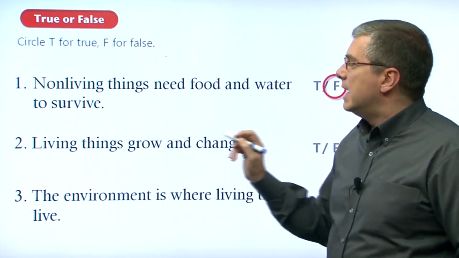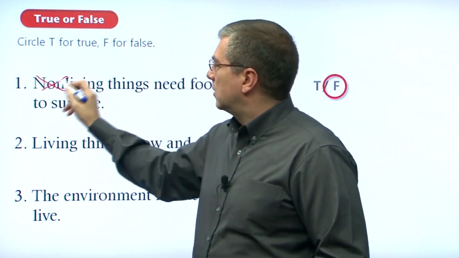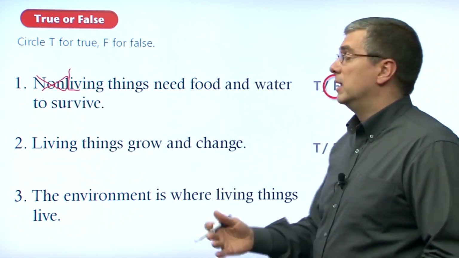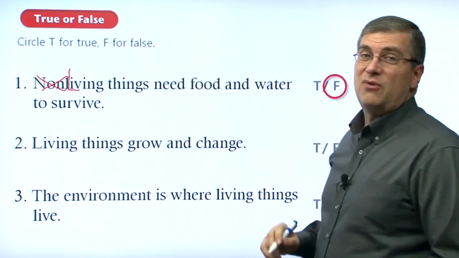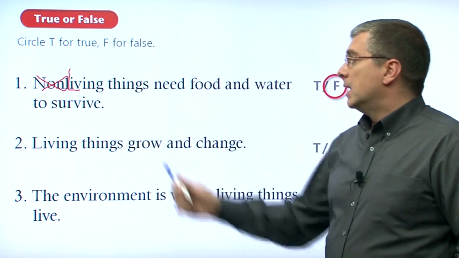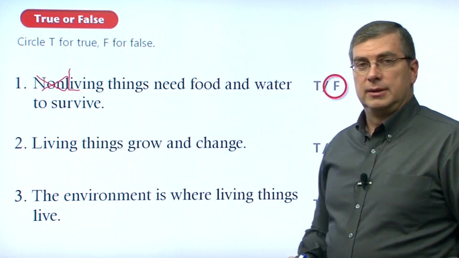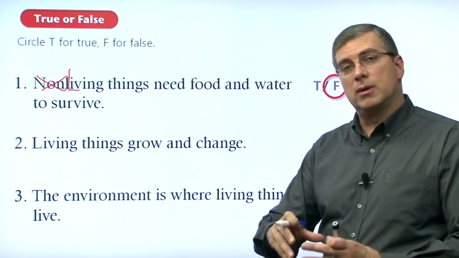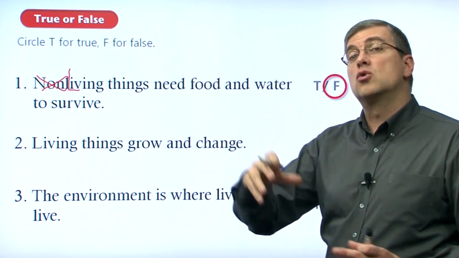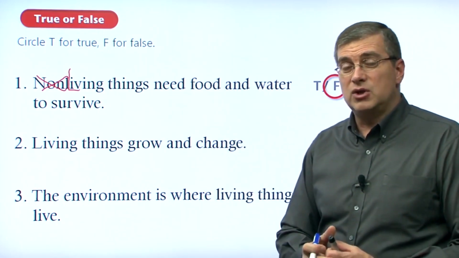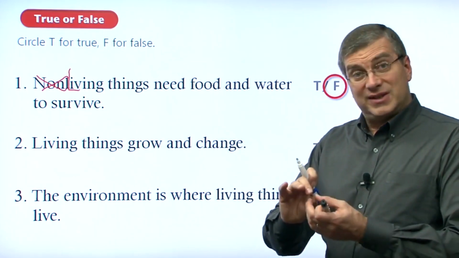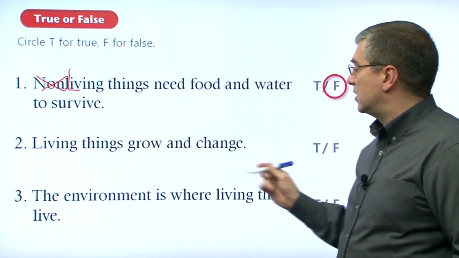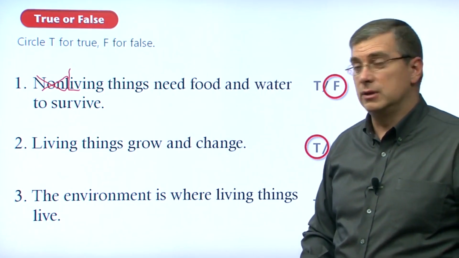This is false, right? If we change the sentence and we say living things need food and water to survive, that's true. But we have to change the sentence, so it's false. Number 2, living things grow and change. So think about that. That bear that we saw, does it grow and change? Sure. I said it grew from a baby into an adult bear. It grew. It changed. Do flowers grow and change? Sure they do. They start off as seeds and they grow into plants, adult plants. So living things grow and change. Yes, that is true. Absolutely.